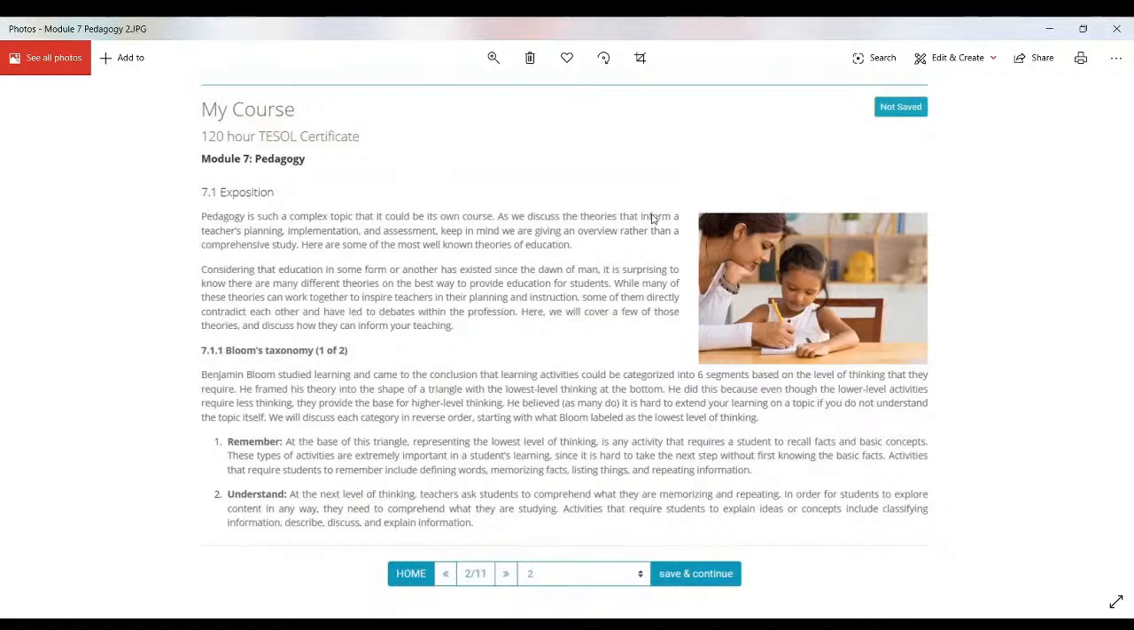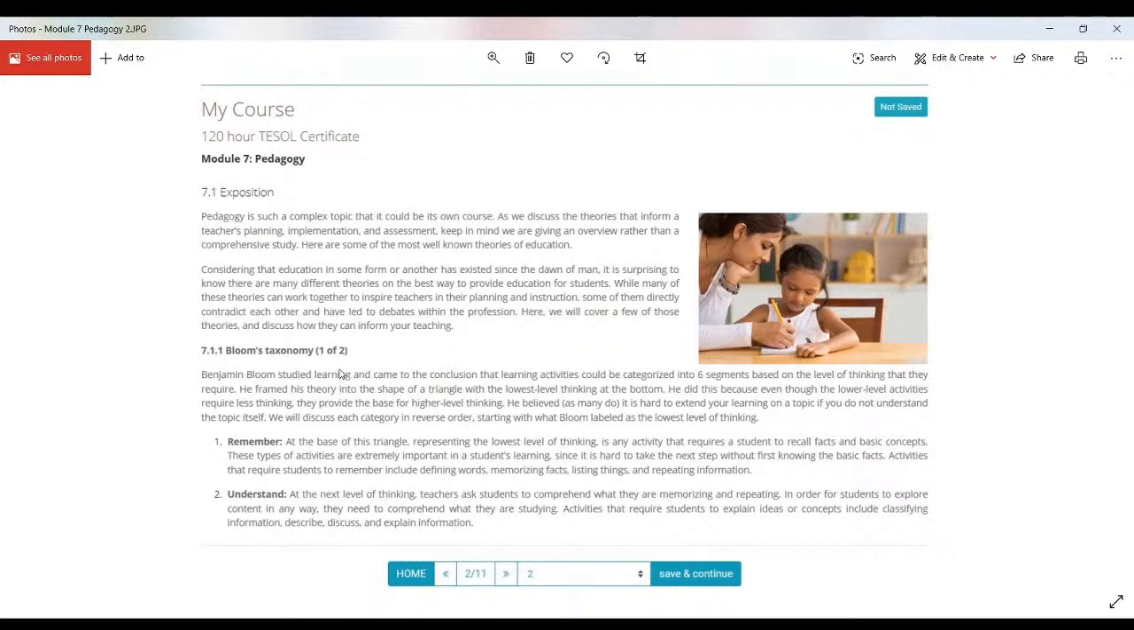As we discussed, the theories that inform a teacher's planning, implementation, and assessment, keep in mind we are giving an overview rather than a comprehensive study. Here are some of the most well-known theories of education. Okay, so 7.1.1, Bloom's taxonomy.